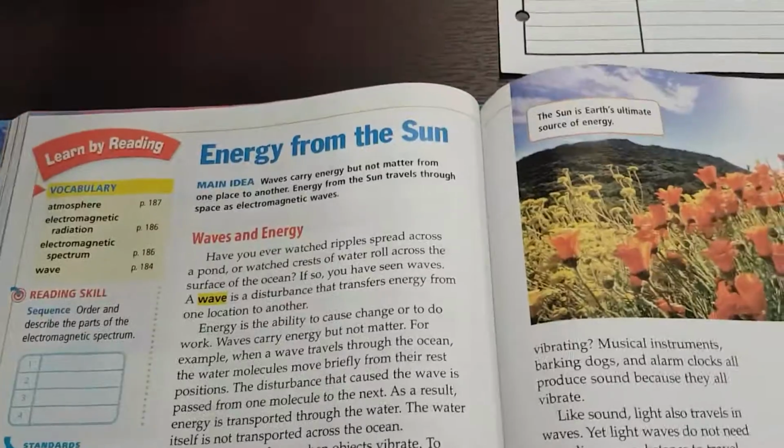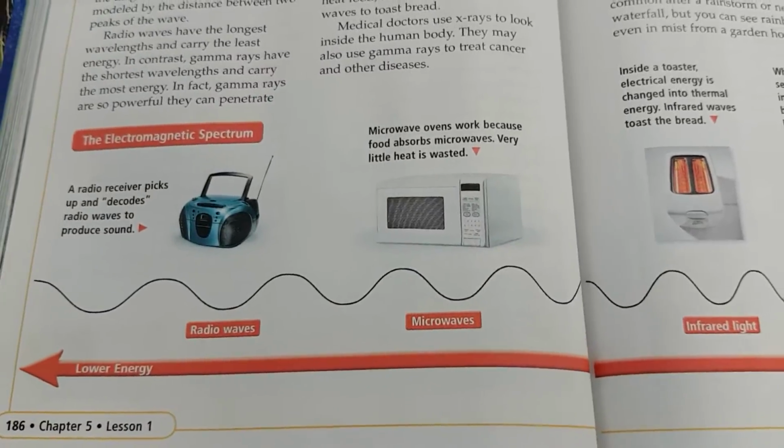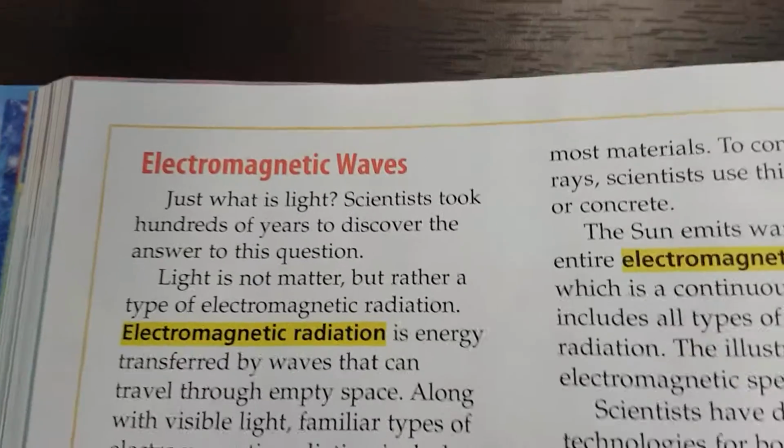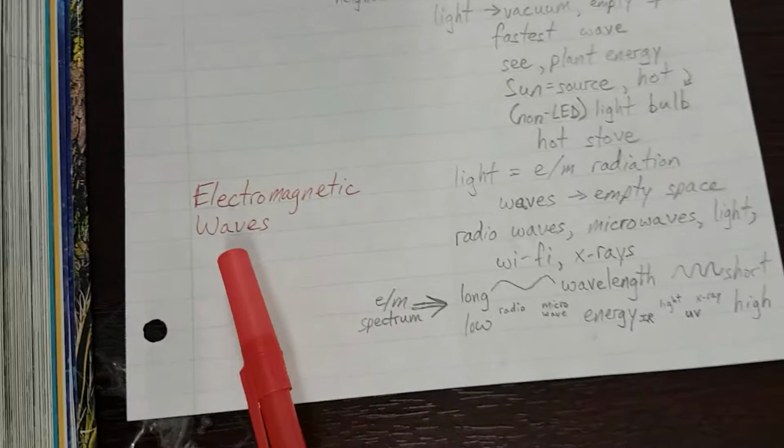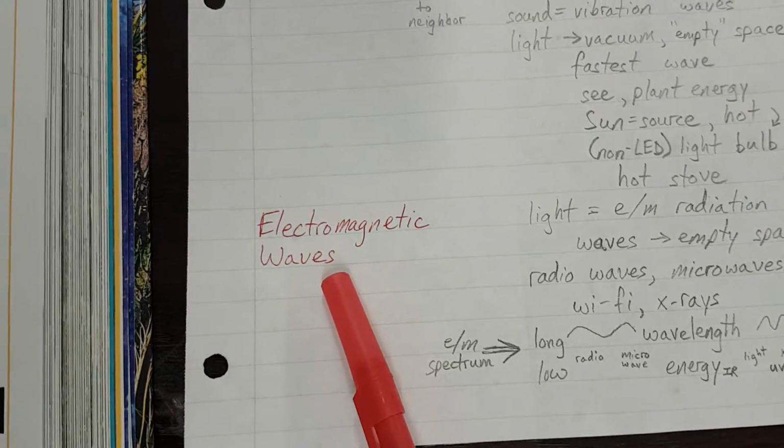All right, day 2 of energy from the sun. We're on page 186. Electromagnetic waves. So on your piece of paper, electromagnetic waves in red as a heading on the left.